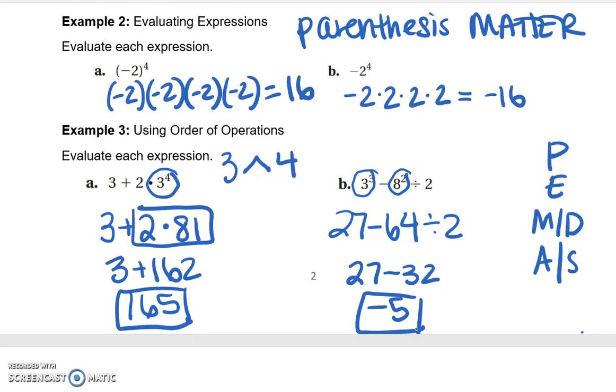Now, I know there's no on your own problems for order of operations. Just make sure you are super solid on knowing what step comes first and then what comes after that. Okay? Be ready to practice this in class.